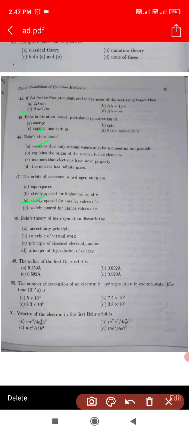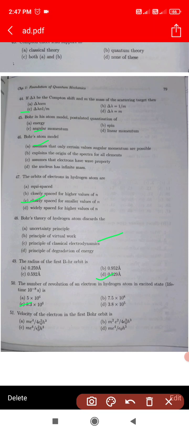Next, Bohr's theory of the hydrogen atom discards the principles of classical electrodynamics. The radius of Bohr's first atomic orbit is 0.529 angstrom. Next, 50th question: the number of revolutions of an electron in a hydrogen atom in the excited state is 8.3 into 10 power 6. C is the answer.